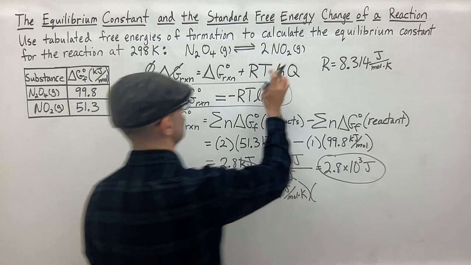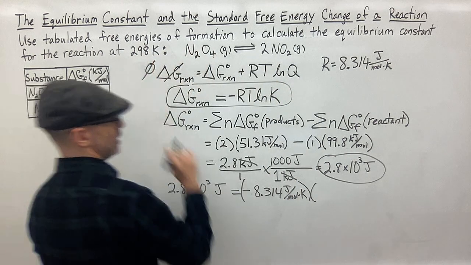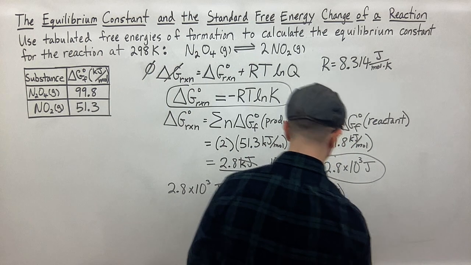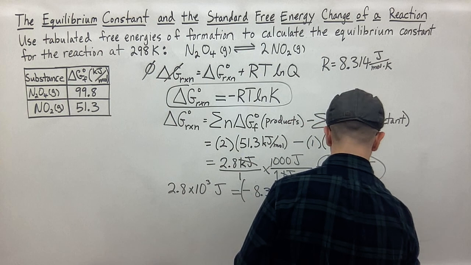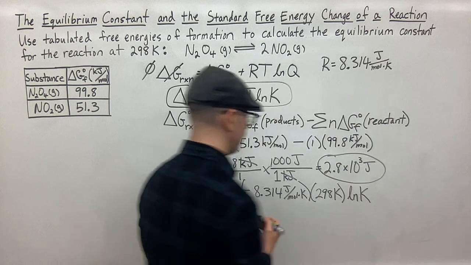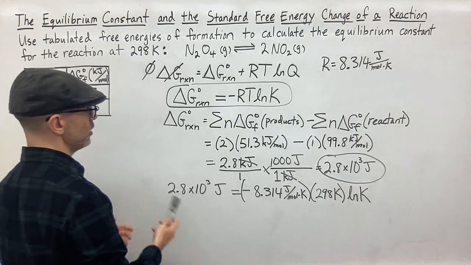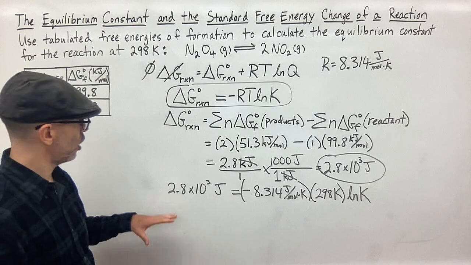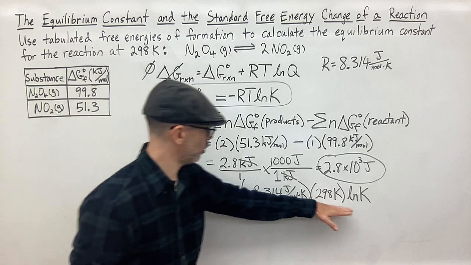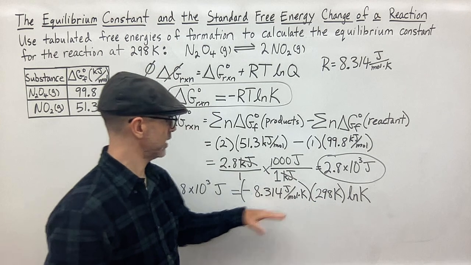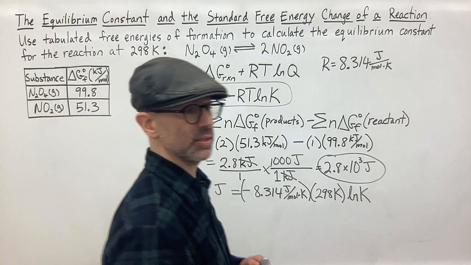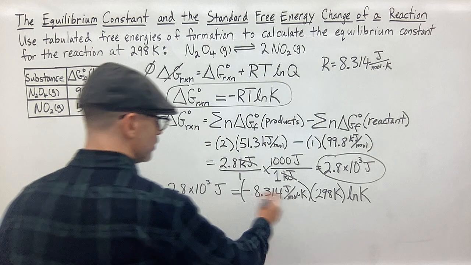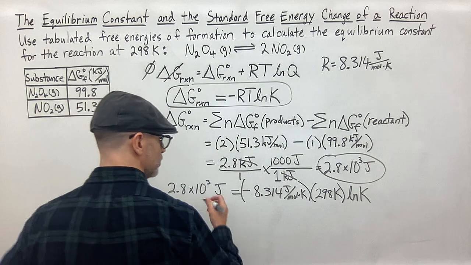Multiplied by T, temperature, 298 Kelvin, and then multiplied by ln of K. So now all I need to do is solve this for ln of K. So first thing I'm going to do is divide both sides by this, or I could multiply these together, right? Or I could just solve this for ln of K, so let's do that.